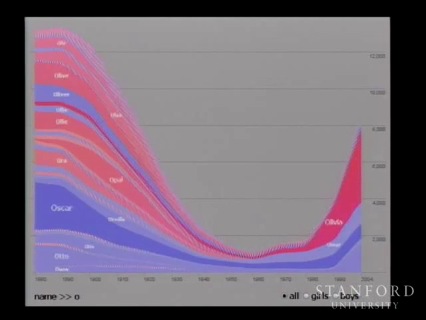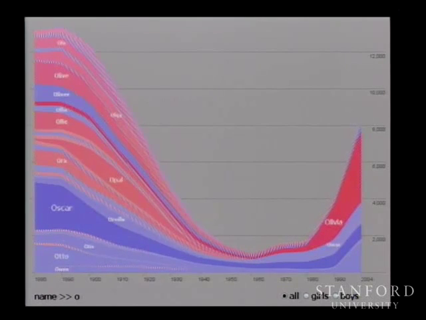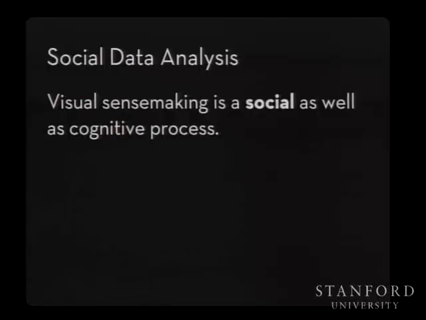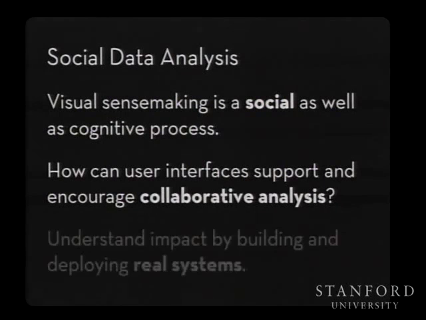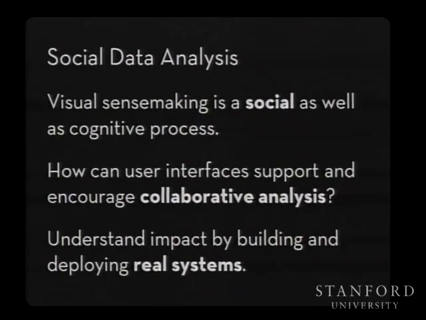And so based on these observations, we started asking some questions. The first is we just realized that, clearly, visual sense making is a social as well as cognitive process. And so that led us, as HCI researchers, to then ask, how can user interfaces be designed to better encourage these collaborative types of analysis? And so then we sought to try and answer this question through designing, building, and deploying real systems.